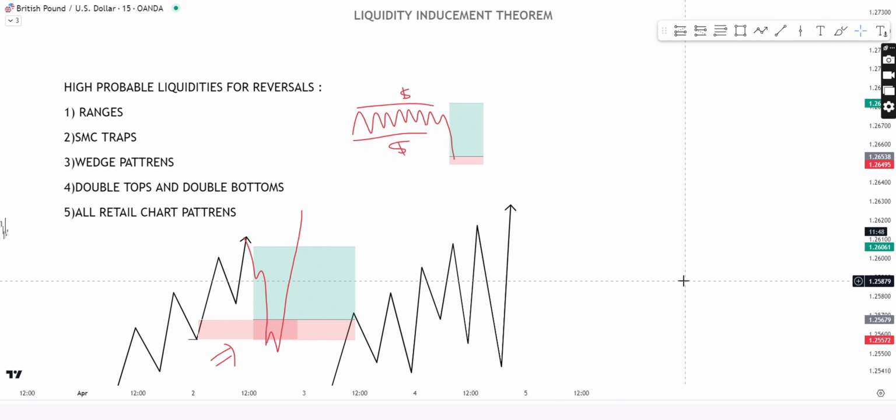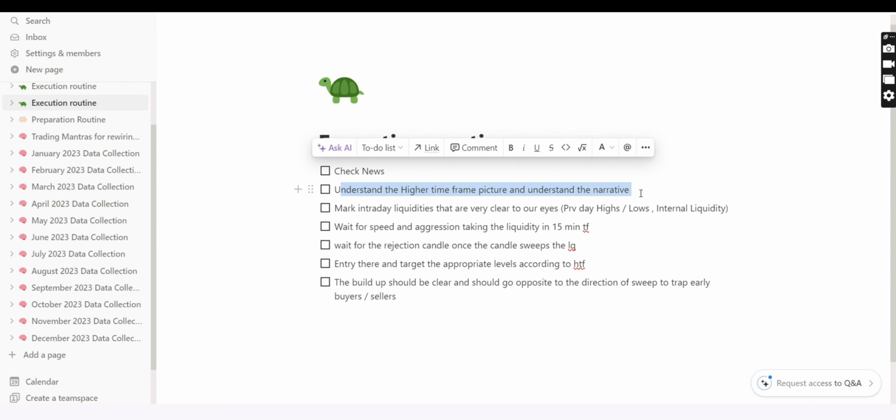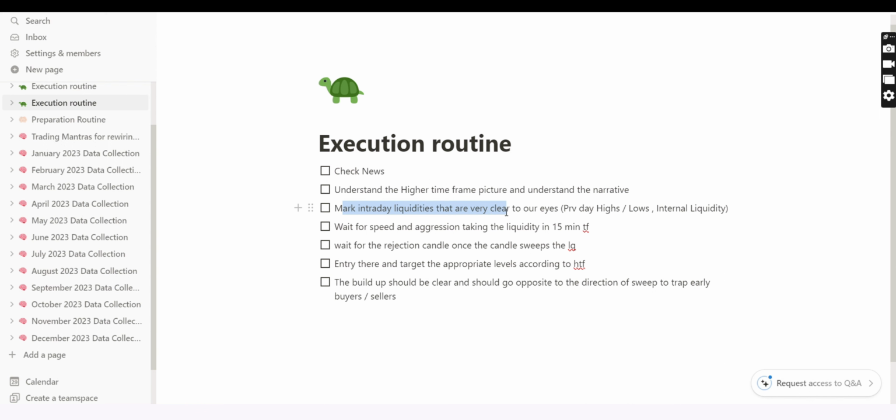So let's discuss the entry pattern and everything. This is the exact checklist you need to follow in order to take trades. The first thing is you should check the news, understand the higher time frame picture, and understand the narrative. Mark intraday liquidities that are very clear to your eyes, previous day's highs, previous day's lows, or internal liquidities. Wait for speed and aggression taking the liquidity in the 15 minute time frame. Wait for the rejection candle once the candle sweeps the liquidity. Enter there and target the appropriate levels according to the higher time frame.